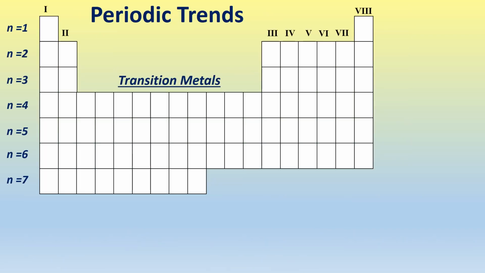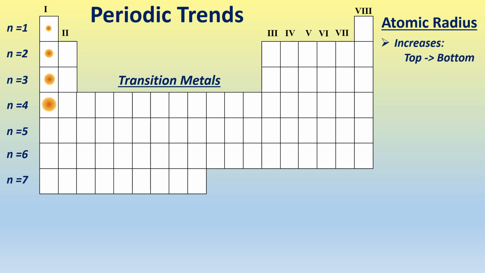Within these, there are trends on the periodic table. The first and partly most obvious is that atoms have different sizes, the atomic radius. As one goes down any given column, one is adding more electrons and more protons, so it's fairly obvious that the atom is going to be increasing in size as you go down a column.